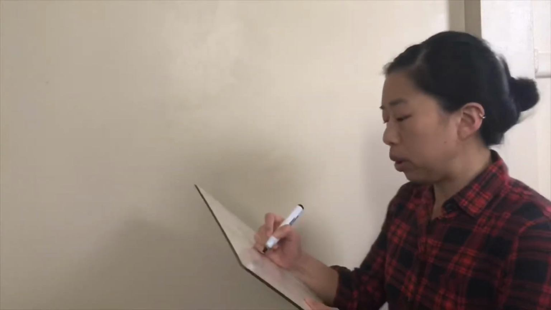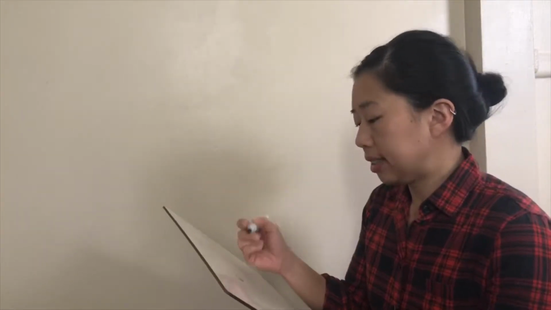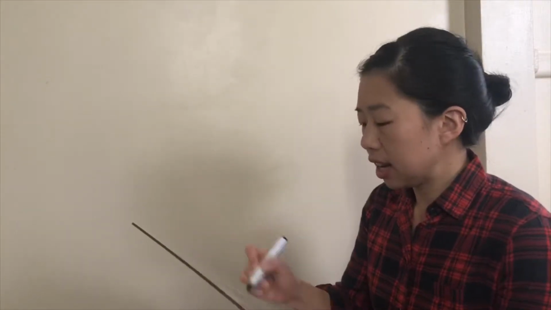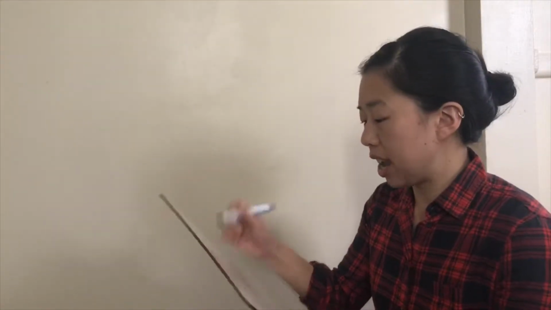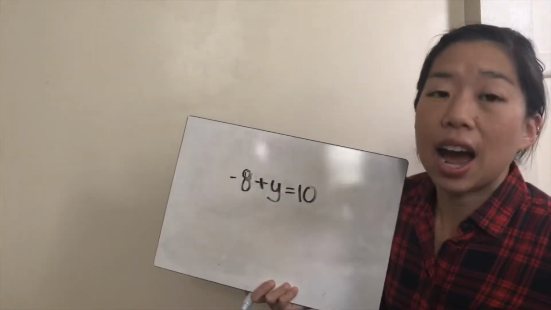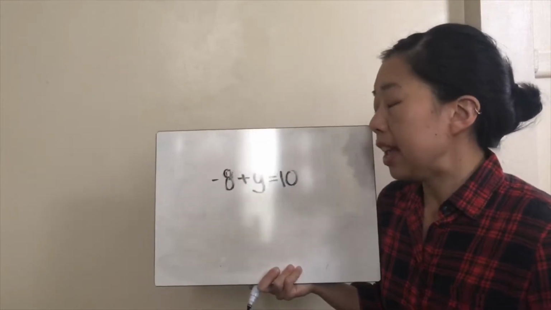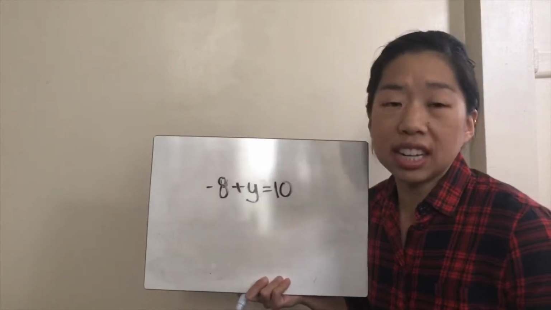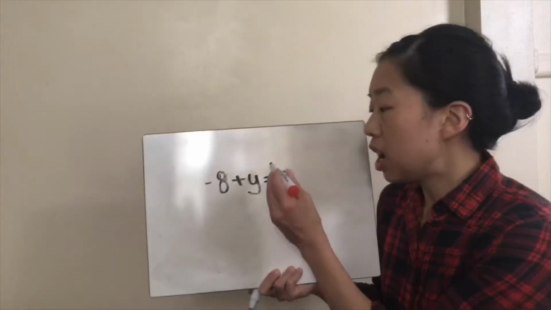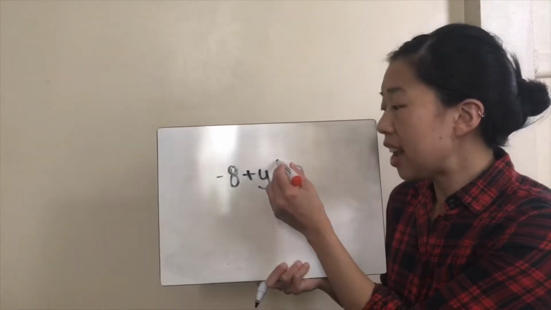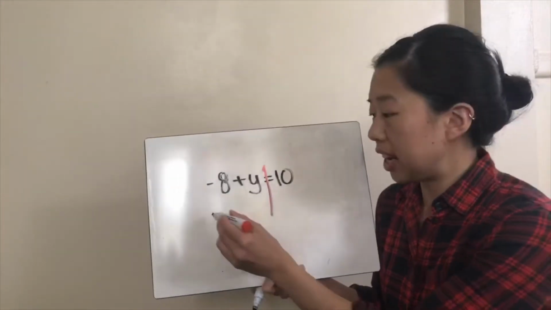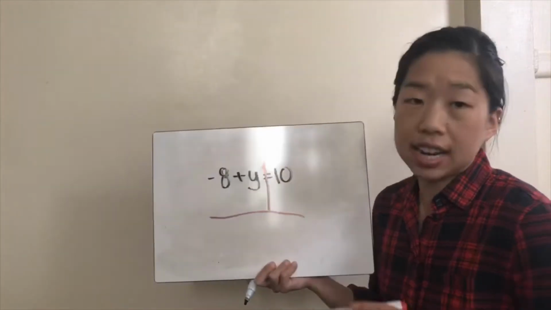So if I have the equation, let's do negative 8 plus y equals 10. The way that I teach my students how to solve this problem is I teach them using a T-chart. So it's more of an upside down T. What I have my students do is draw a line down the center of the equal sign and then create an upside down T.